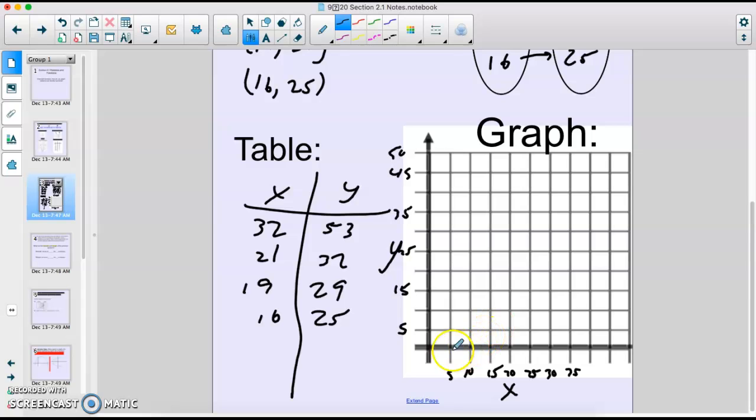So we go over 32 and up 53. Our first point, I'll make it nice and big so we can see it. Then 21 and 32, so 32 is up right about here. Then 19 and 29, just below the line, right here. And lastly 16 and 25, which is right on the line here. So that's a way to represent the graph.